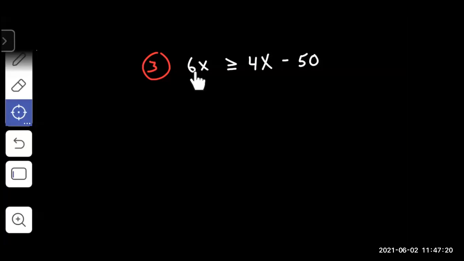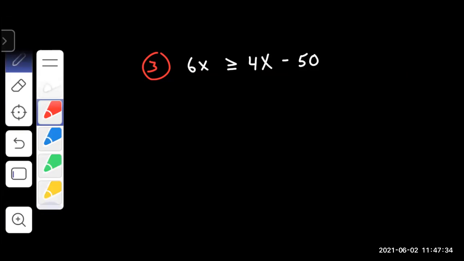Let's have a look at this one. 6x is greater than 4x minus 50. Okay, I need to find a value for x. Mentally, guys, that is a little bit hairy. So that's why I'm going to use the properties that I know in order to solve this.